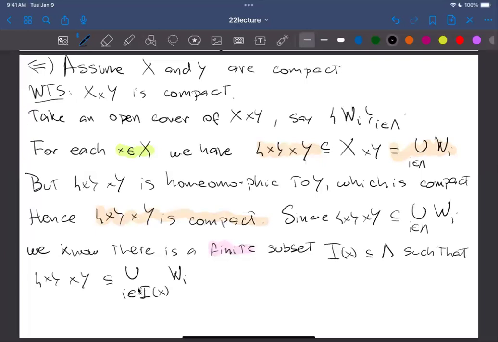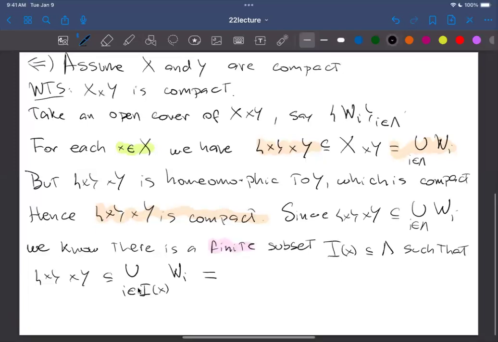Okay, so now we have this finite cover, and let me call these guys N of x, because I want to use my tube lemma. So this is just notation, calling this union N of x. So let me go up to the tube lemma.